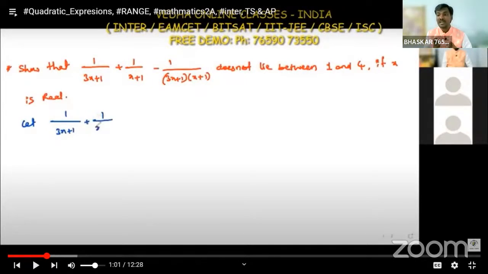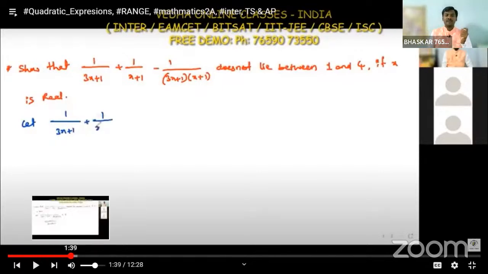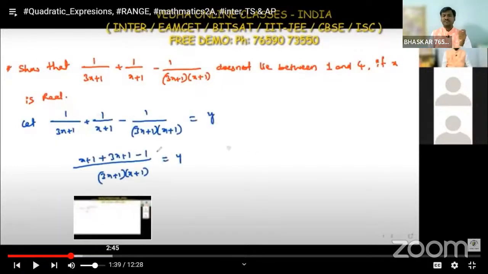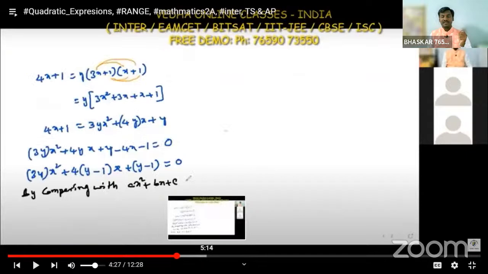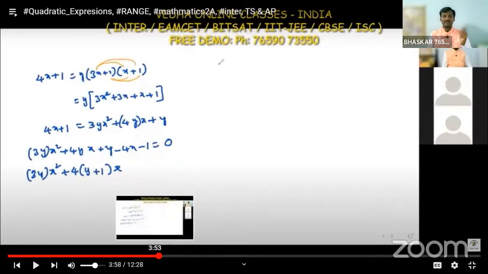If x is real. Always remember, whenever we have a question like this, in other questions, there is a small difference between the other questions and this question.